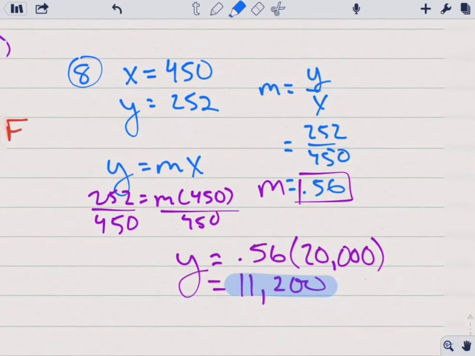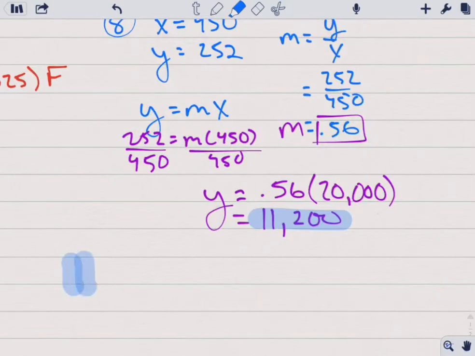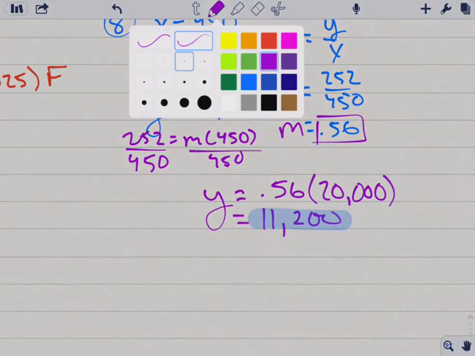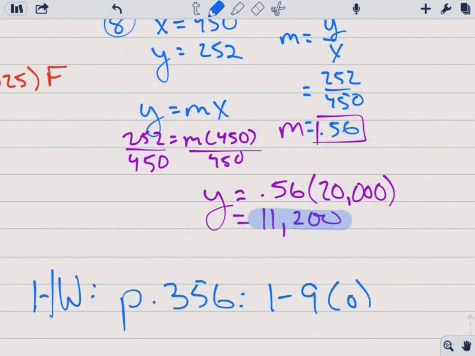That's direct variation. Your homework that I will expect you to have done before you come to class on Monday or Tuesday is page 356, 1 through 9 odd. That's 5 problems. You should be able to do that before you come in. I'll take any questions you have, but it's pretty straightforward in regards to direct variation. So that's it for direct variation. Next we'll cover different types of variation.